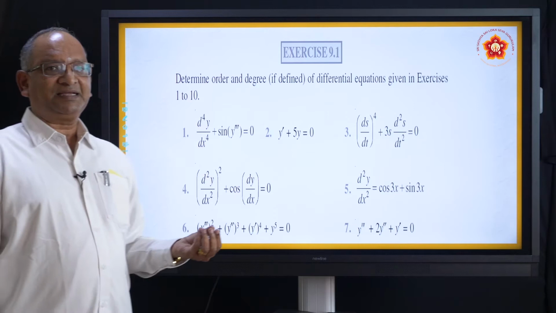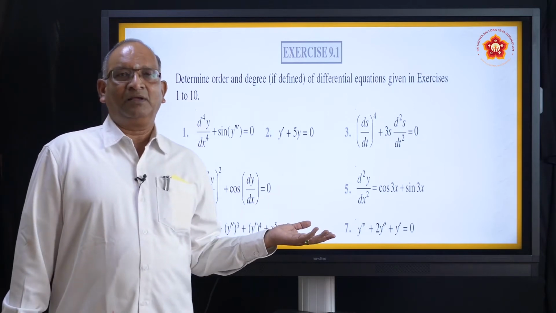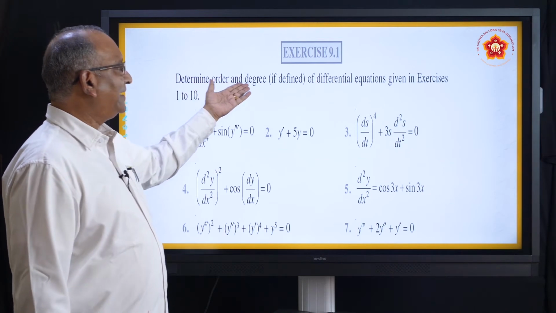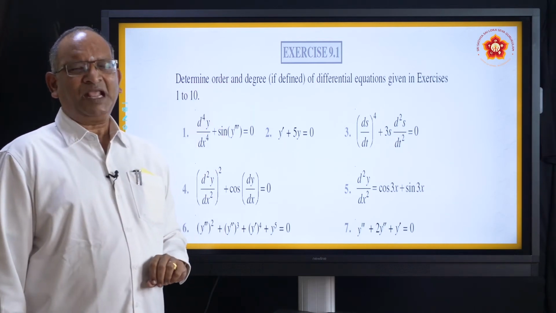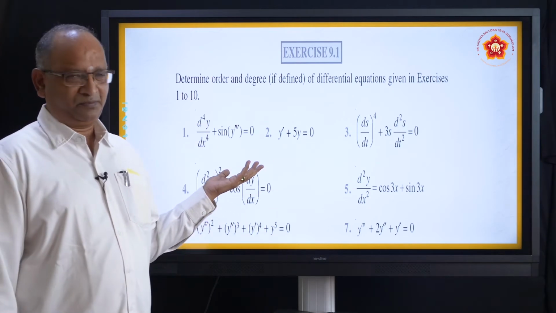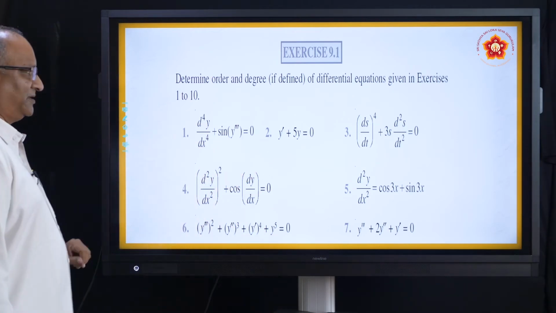Now, here we have a very simple exercise, and these problems are generally asked for 1 mark. What is it that we have to tell? He says, determine the order and degree. We'll quickly go through it in 5 minutes time. In fact, you can do it on your own. Let us look at the first equation.